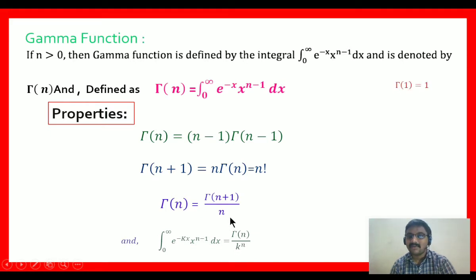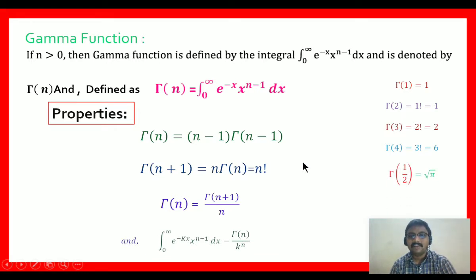And gamma of 1 value is 0 factorial, that is 1. Gamma 2 is 1 factorial, which is 1. Gamma 3 is 2 factorial, which is 2. Gamma 4 is 3 factorial, which is 6. Gamma 100 is 99 factorial. Gamma 1000 is 999 factorial. And so on, continuing this process, gamma of n plus 1 is n factorial.